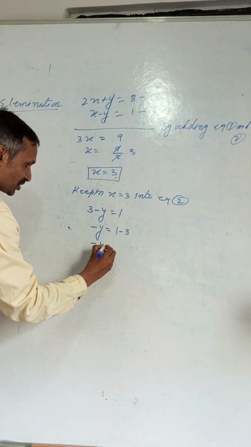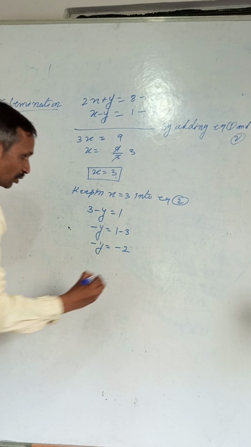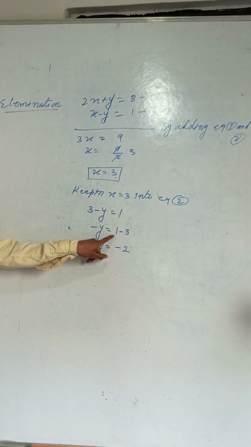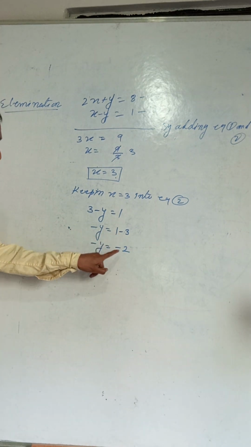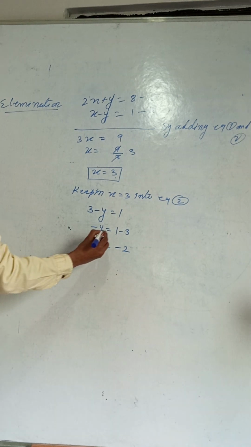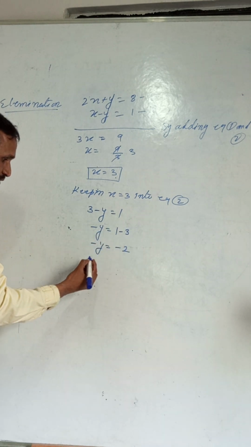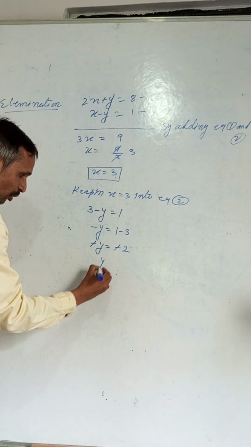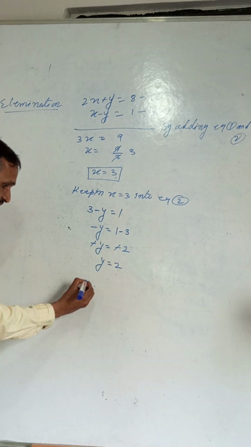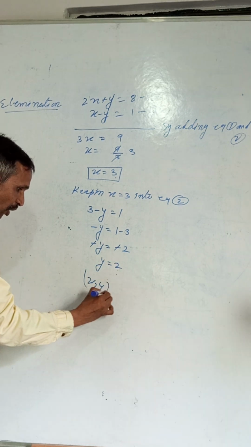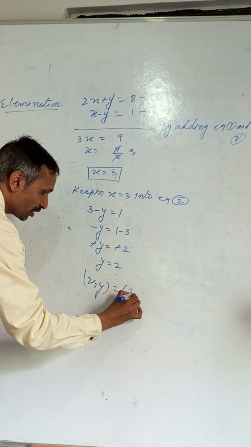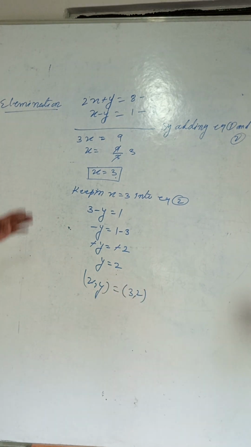Minus y is equal to minus 2. Minus 3 into minus 1 becomes minus 2, which means 1 minus 3 is equal to minus 2. The minus signs cancel, so we get y is equal to 2. The answer is x comma y, which is 3 comma 2. This is the answer for finding the solution by the elimination method of two variables.